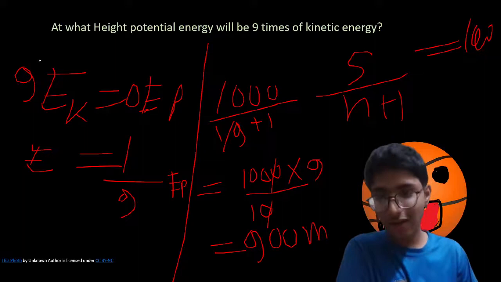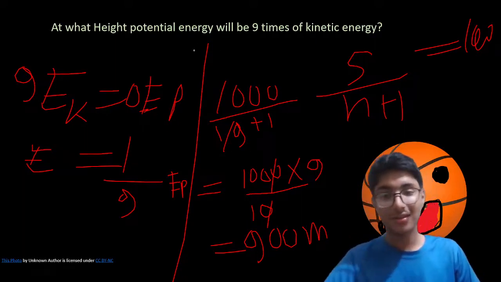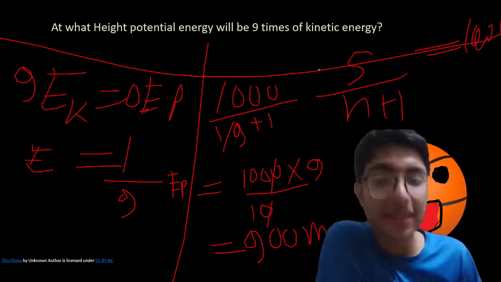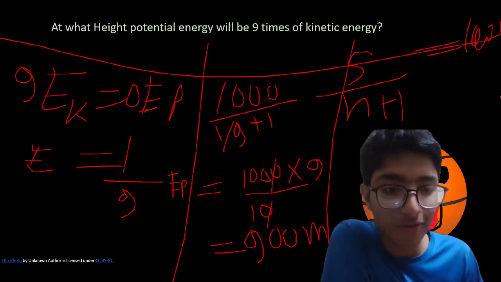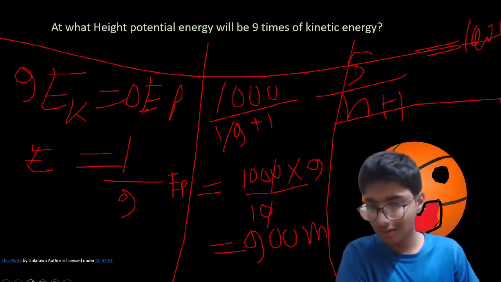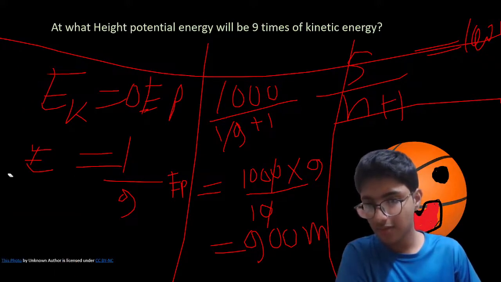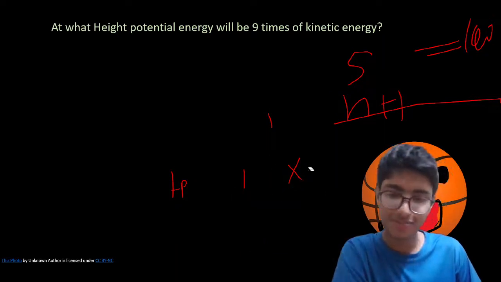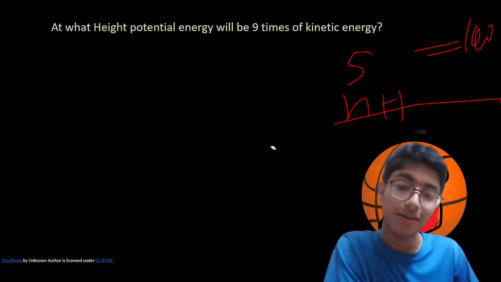Now I'll give you another question. I wish you do it. At what height will the potential energy be double the kinetic energy? You continue doing it. Okay, let me make it easier. At what height is the kinetic energy equal to the potential energy? That's the easiest math of all.